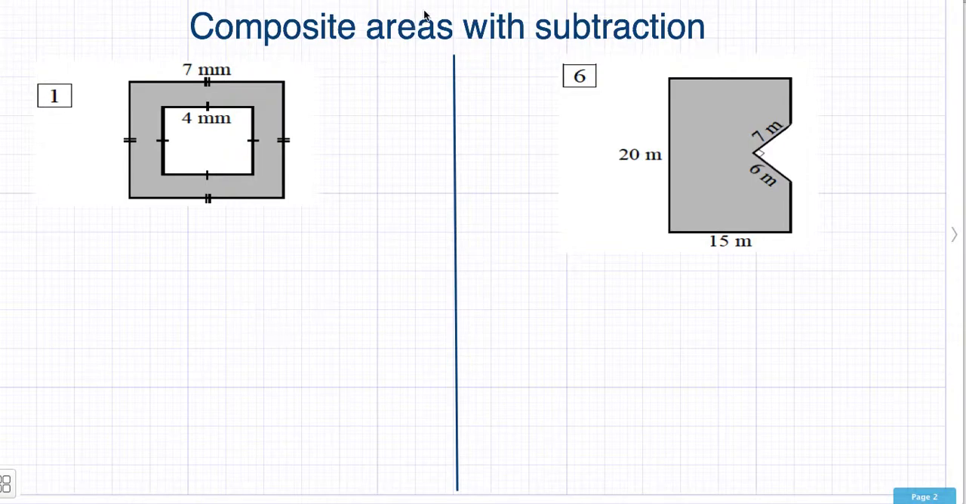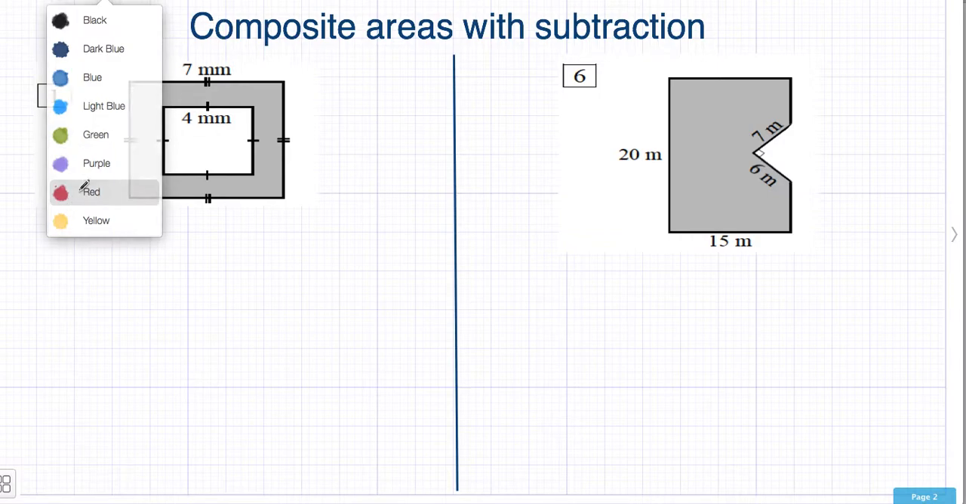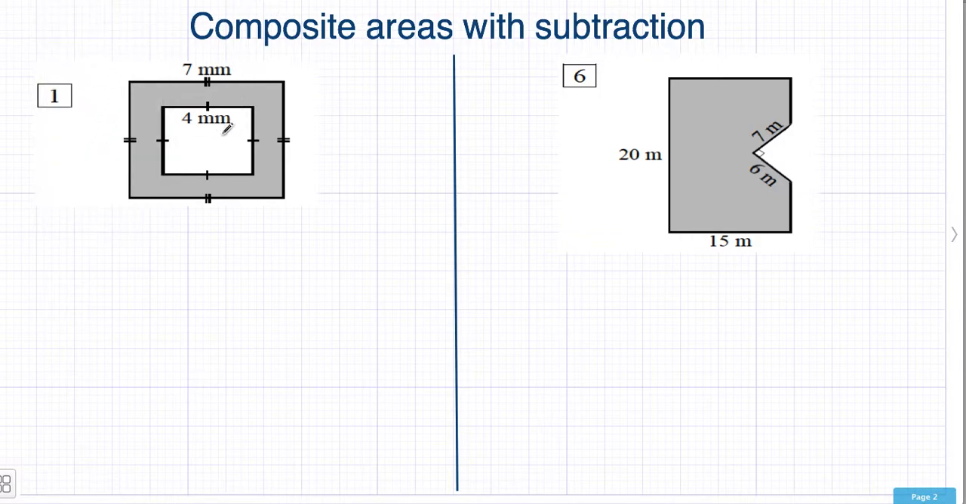In this video, we're just going to quickly look at composite areas with subtraction. Now, the idea with this is that you're finding two areas, but you're going to subtract one away from the other. The reason is this is kind of like taking a piece of material and cutting a shape out of the material. So what you have left is actually less than what you started with.